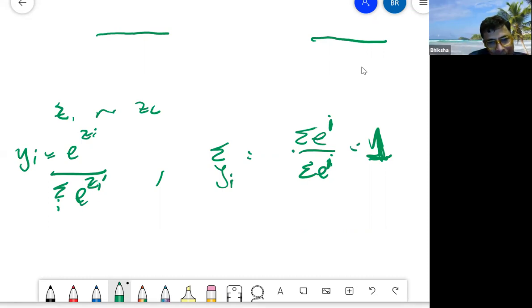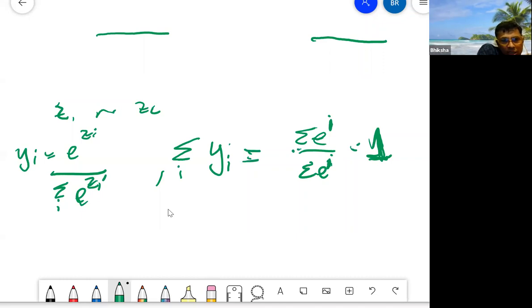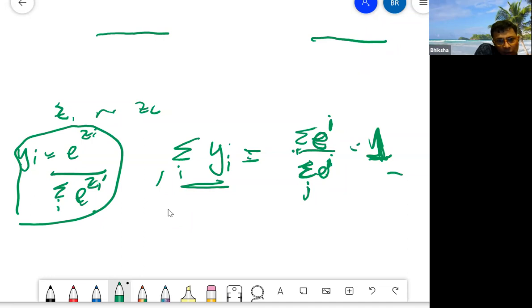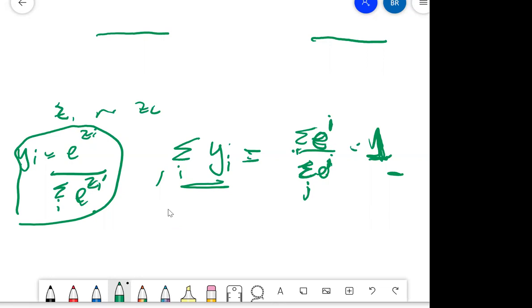Okay. I'm using a different tablet today, so I'm having difficulty writing, but this is summation. This should have been, let me see if I can erase this. This should have been summation over i of yi equals summation over i of e raised to zi divided by summation over j of e raised to zj, because this is how you define yi. So when you sum all of the yi's, the sum is going to be 1. Okay. Does it make sense?